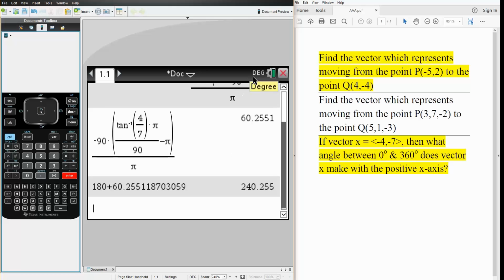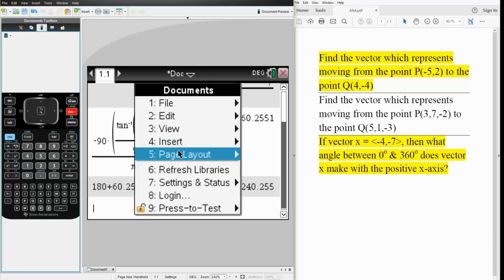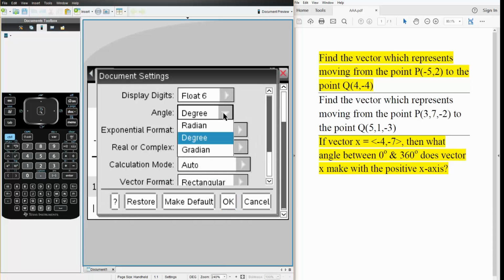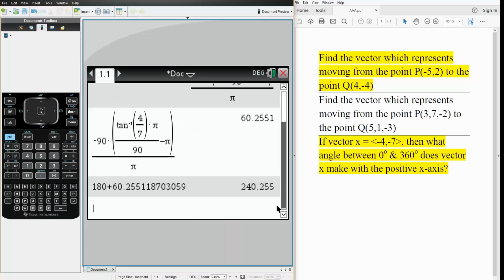And just a side note, if you don't know how to go to degrees, you hit document, go to settings, and you change from radians to degrees. And that's all we need to do for this problem.